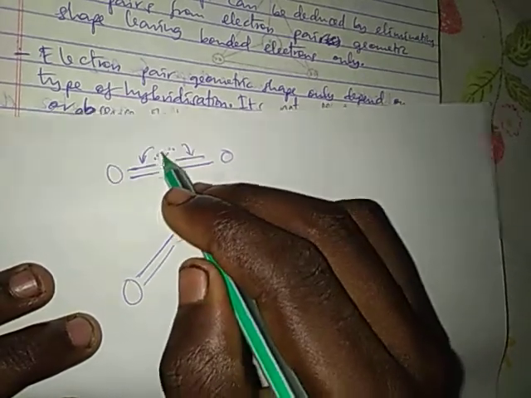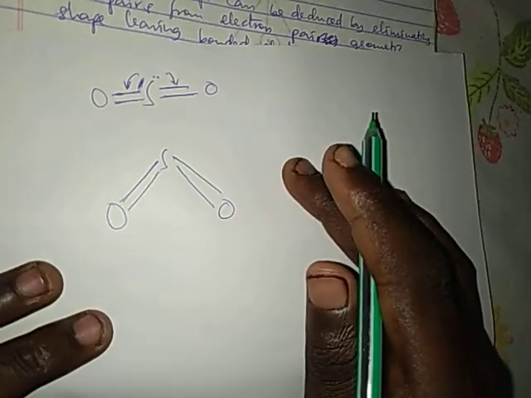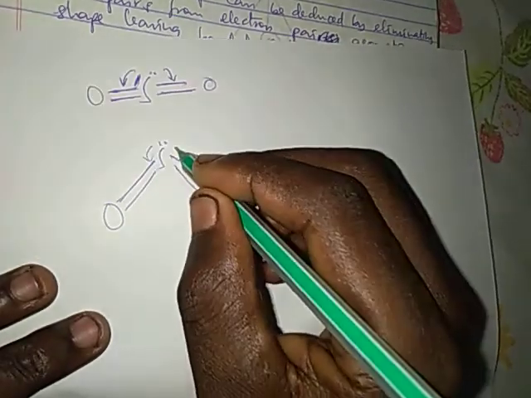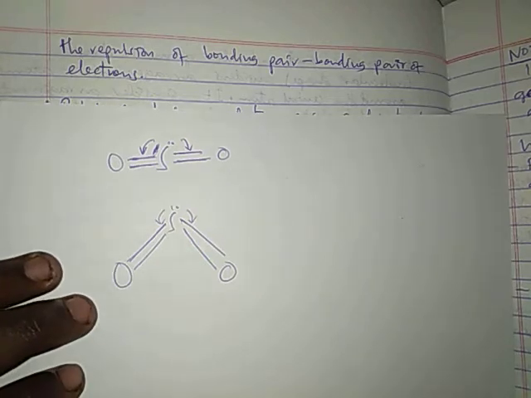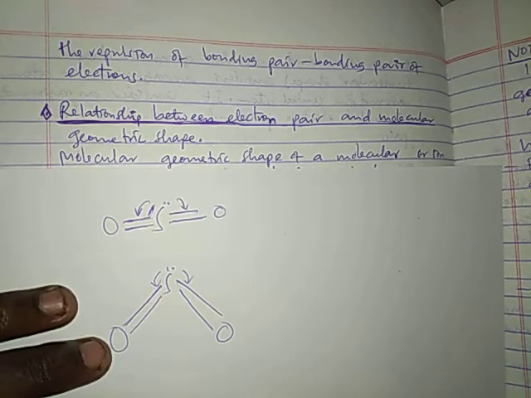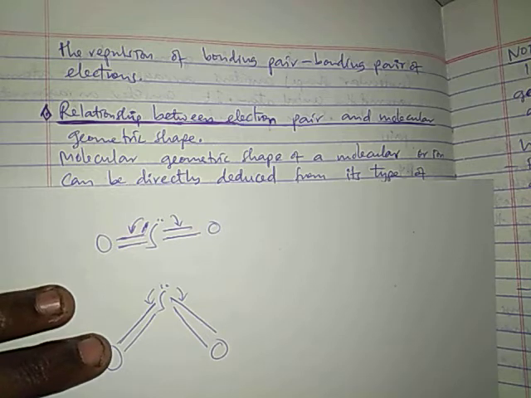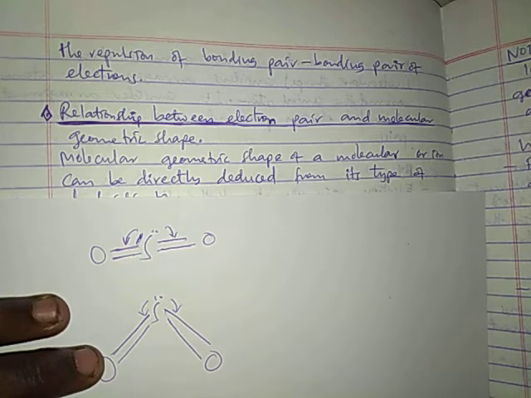Here I think there is only one lone pair. It becomes like this. So why does this become like this? Because of the presence of the lone pair, which tends to push the bond electrons. So in short, we can say that the electron pair geometry and molecular geometric shape are the same if the molecule does not have a lone pair. But the presence of a lone pair causes the shape to change.